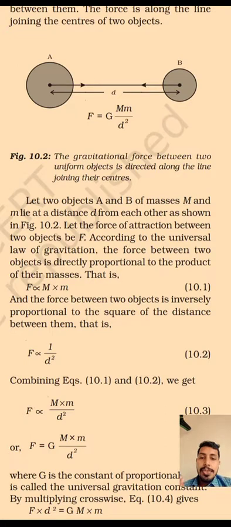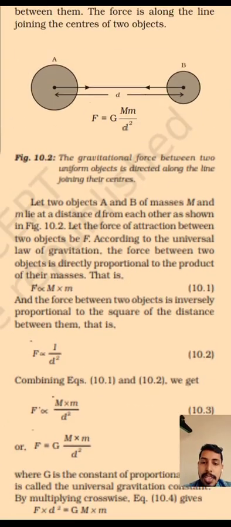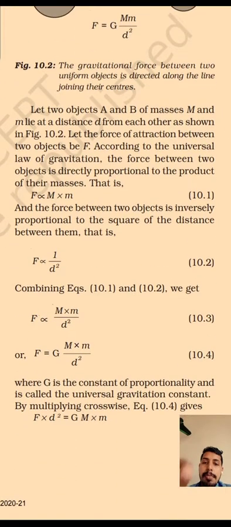According to the universal law of gravitation, the force between two objects is directly proportional to the product of their masses, or force is directly proportional to mass. In the previous case also we studied force is directly proportional to mass: F is equal to ma. Here two objects are there, so force is directly proportional to the product of their masses. Then the force between two objects is inversely proportional to the square of the distance between them. F is proportional to 1 by d square.